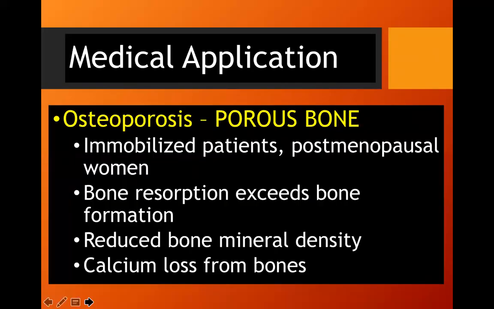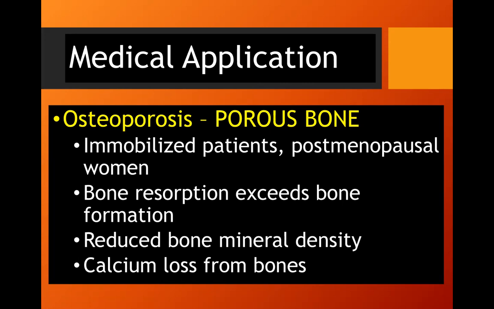Okay. Let's apply it to medicine. After learning about osteopetrosis, let's go on to osteoporosis. Osteoporosis meaning you have a porous bone. This is evidently common in immobilized patients and some of the postmenopausal women. They are more prone to having osteoporosis. In this medical condition, the bone resorption exceeds bone formation.